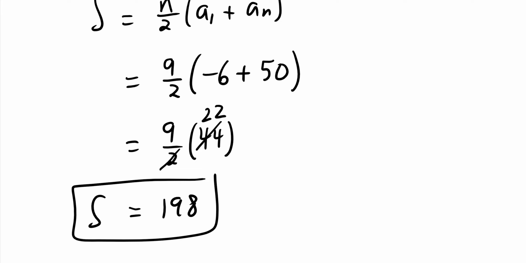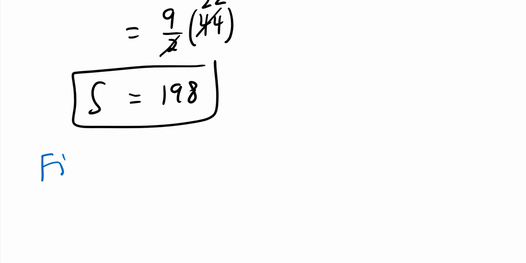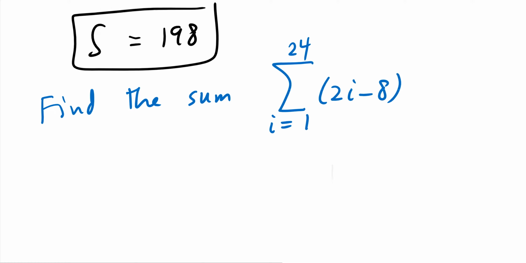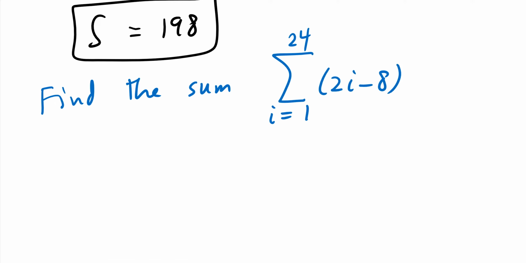One other example, find the sum, but I'm going to have it in a different way. Sigma 2i minus 8, i ranges from 1 to 24. So we need to find the value of this sum, like an exact number, not just write it down. But for the meantime, the first thing we should do is basically write down the series. Well, what is that going to be?